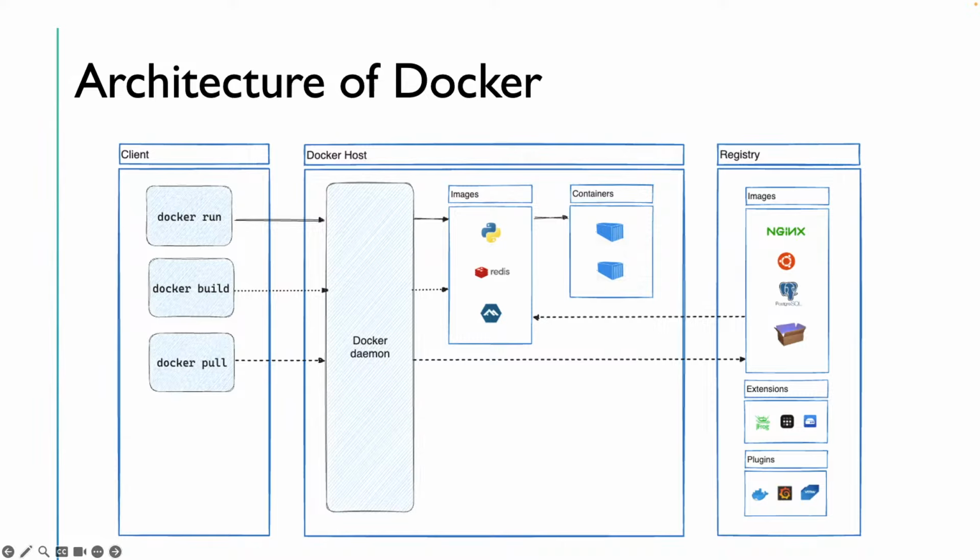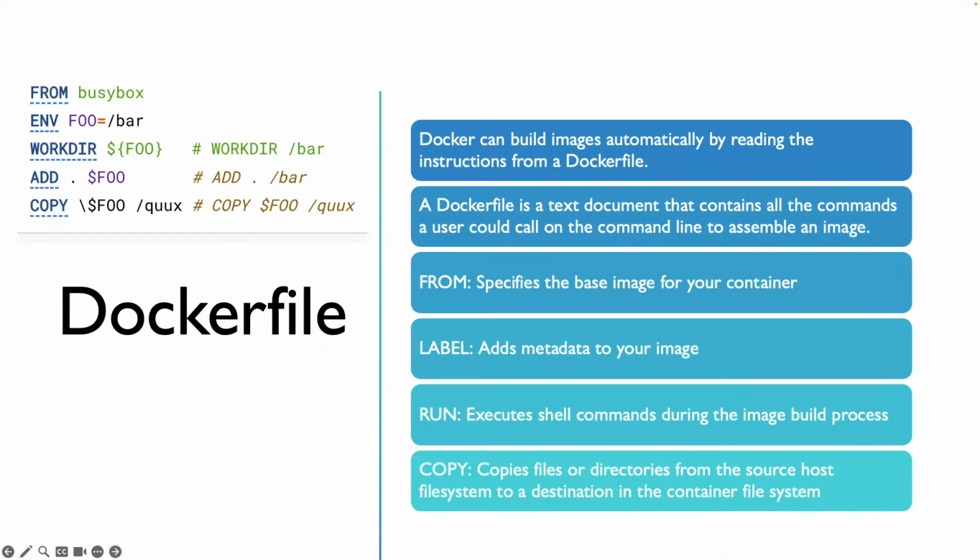Now, one important file that is very important to know about in Docker is the Dockerfile. A Dockerfile is basically a file which we use to build Docker images by reading the instructions that we specify inside it. It's a text document which contains all the commands the user can call on the command line in order to assemble an image. We'll be making use of various commands like FROM, LABEL, RUN, COPY, and so on. Using all these commands, we go ahead and assemble our image.